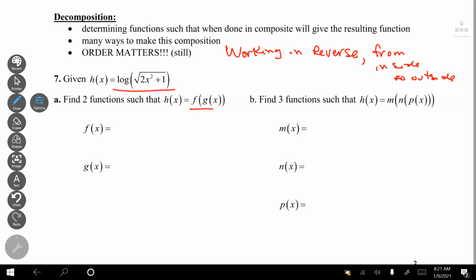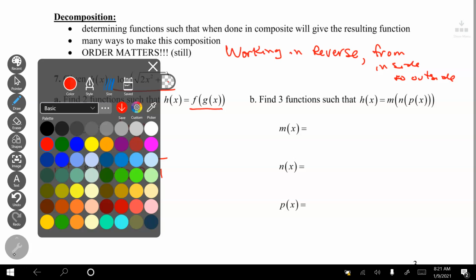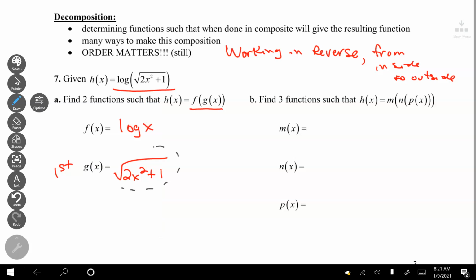So when I see this, f of g of x, I know g has to be first. So to me, I should look at the inside part of the function. What is inside this function I should do first? And what I should do first is the square root of 2x squared plus 1. And then I take the result and plug it into the log of x. And if you notice, if you take this and put it in for that x, you get what you want. That's what we're trying to do. Decomposition, breaking it up into what I call pieces parts. First piece is the square root of 2x squared plus 1. The second piece is the log of x.